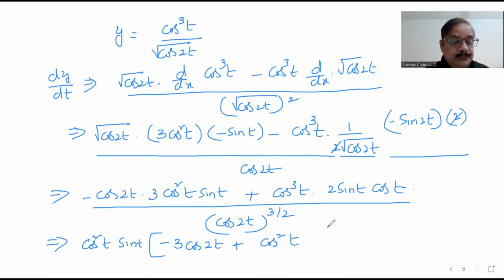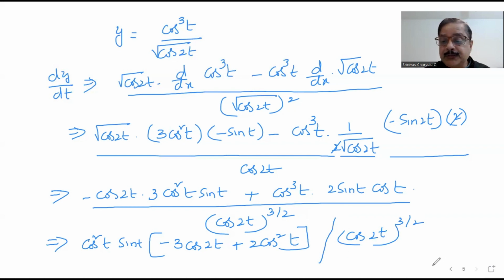Okay. 2 is also there here, remember. This 2 will be here. Cos square t will remain. Whole thing divided by denominator, cos 2t whole to the power of 3 by 2. Okay, now you understood, no? Cos square t sin t. Now this cos 2t we have to write in terms of 2 cos square t minus 1. So step by step we'll go.